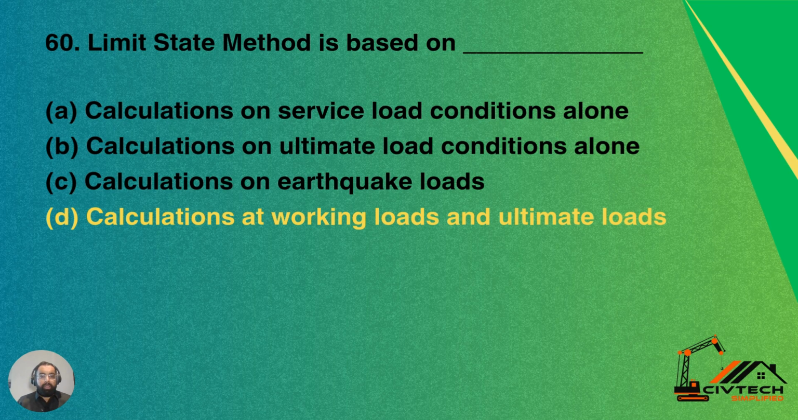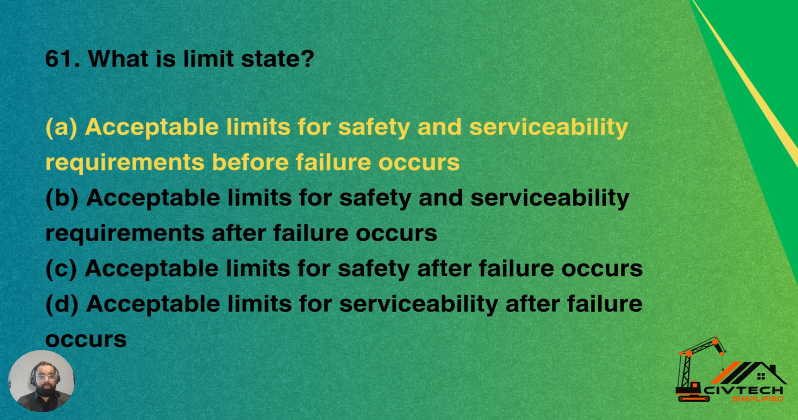Question 60. A limit state method is based on dash. Option A, calculations on service load conditions alone. Option B, calculations on ultimate load conditions alone. Option C, calculations on earthquake loads. Option D, calculations at working loads and ultimate loads. Both. So in limit state, of course, we do calculations on working load as well as ultimate load. So D is the correct answer.